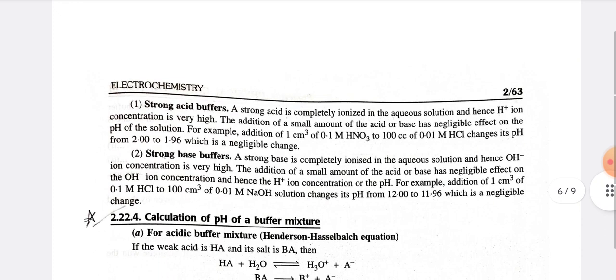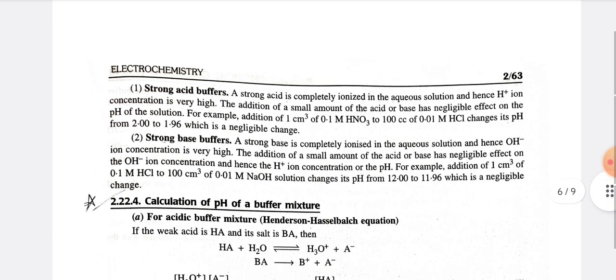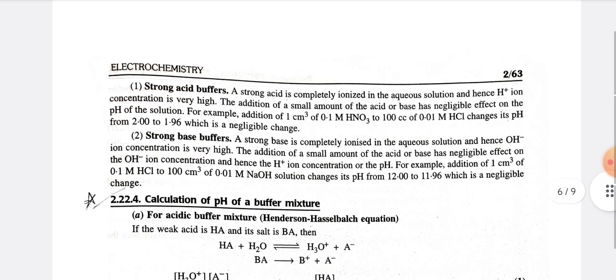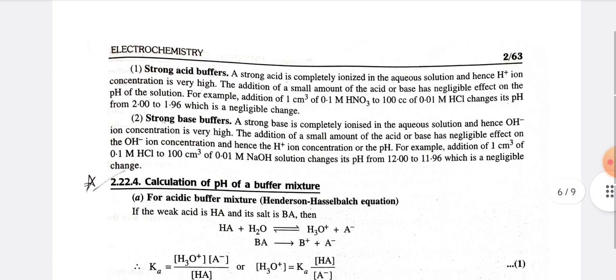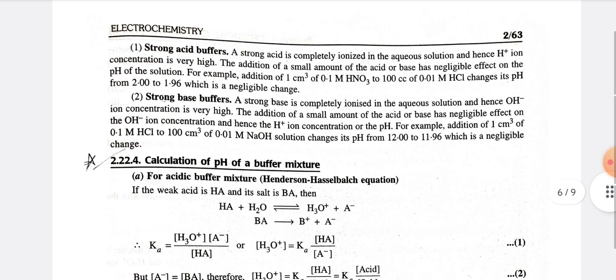Strong acid buffer. A strong acid is completely ionized in the aqueous solution, and hence the H+ ion concentration is very high. The addition of a small amount of acid or base has negligible effect on the pH of the solution. For example, addition of 1 cm³ of 0.1 M HNO3 to 100 cc of 0.01 M HCl changes its pH from 2 to 1.96, which is a negligible change.